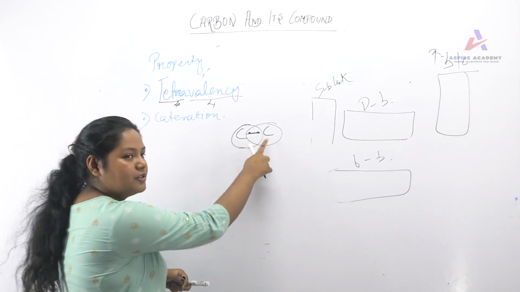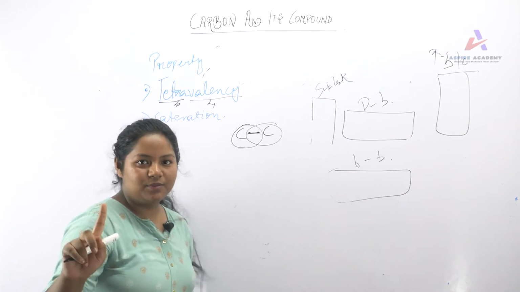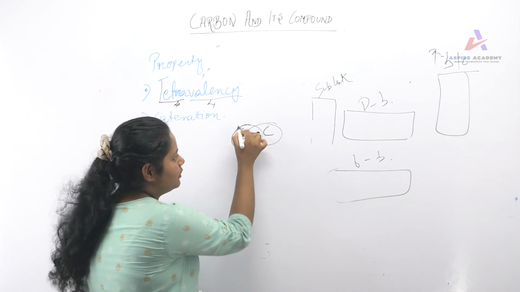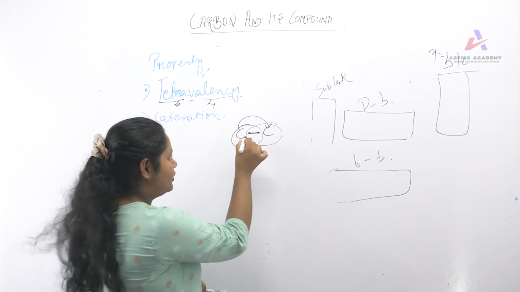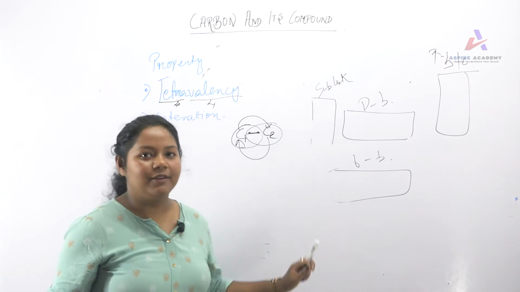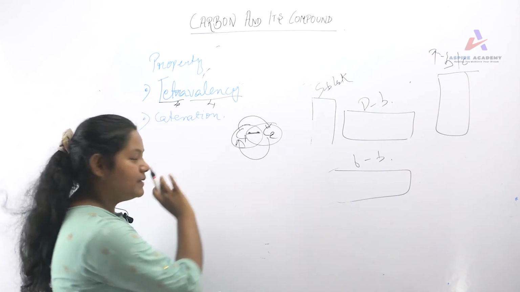Likewise, this carbon also needs one electron, this carbon also needs one electron, suppose. So what we will do, this carbon will give to this. Carbon 1 will give to carbon 2, and carbon 2 will give to carbon 1, and both will be happily ever after. So they will be stable.